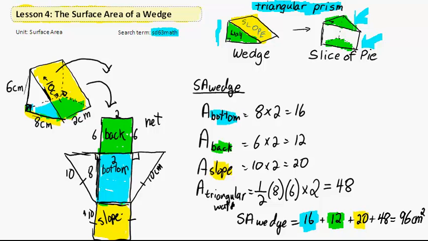Please move on and give the guided practice for lesson 4 a try. On the other hand, if at this moment you feel like you need a little bit more background, have a look at the resources on the area of a triangle and the area of a pitched roof. That's the sloping part of the wedge.